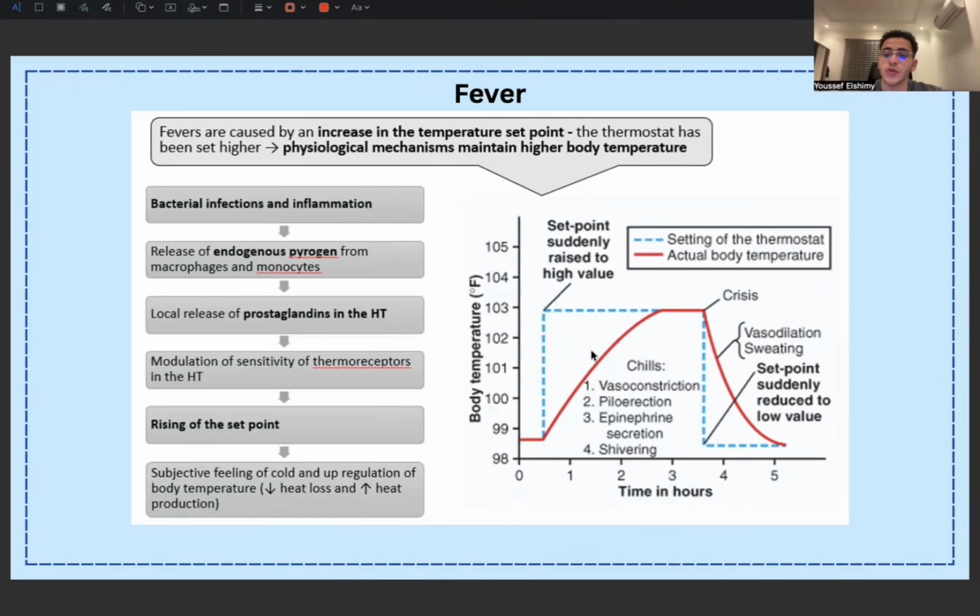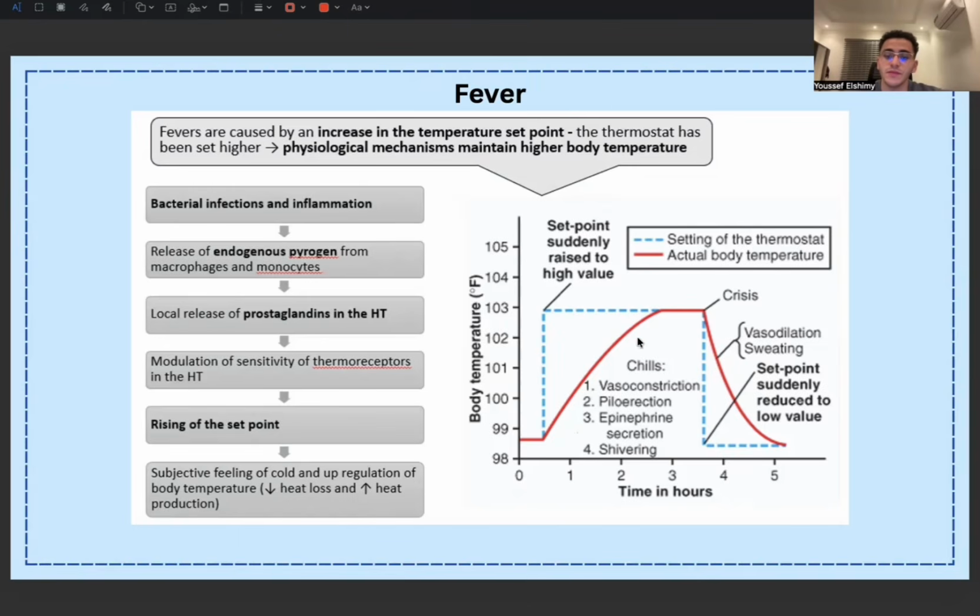So it perceives itself as being cold. So what happens when you're cold? Vasoconstriction happens in order to decrease heat loss. Piloerection also happens. Epinephrine secretion, shivering happens. So this is what happens during the rising phase of the fever. You get chills. You feel cold, although maybe your temperature is normal, but the new set point has made the body perceive itself as feeling cold. That's why you get chills.